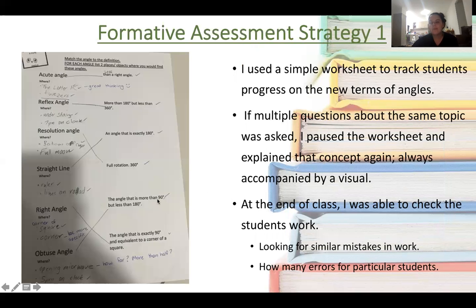Students matched the angle definitions to the terms. They then had to list 2 places for each angle where they would see these angles. The EALD students were only required to write 3 examples in total on the page. Feedback was written on their answer sheet.